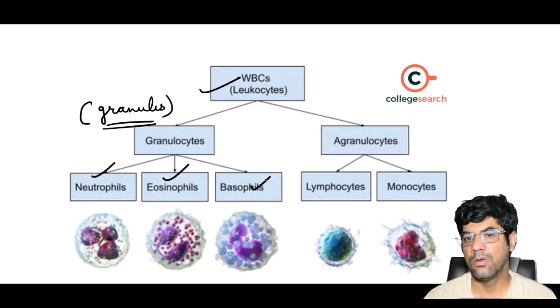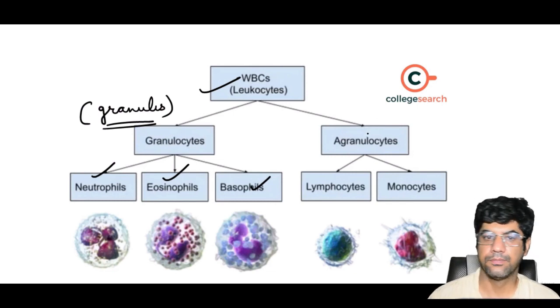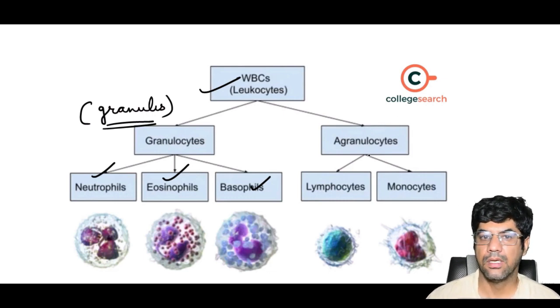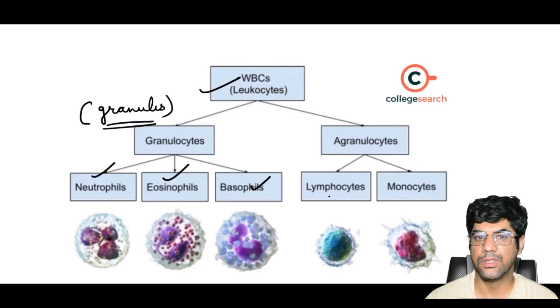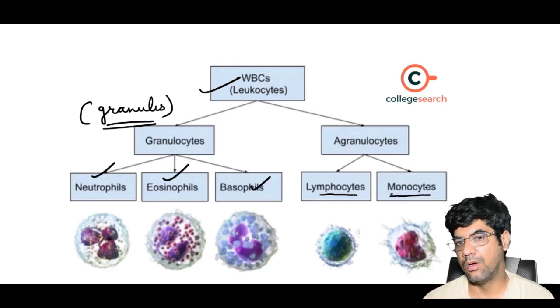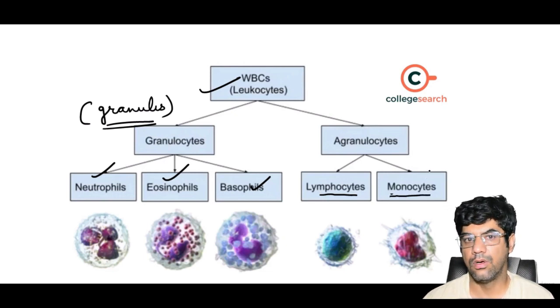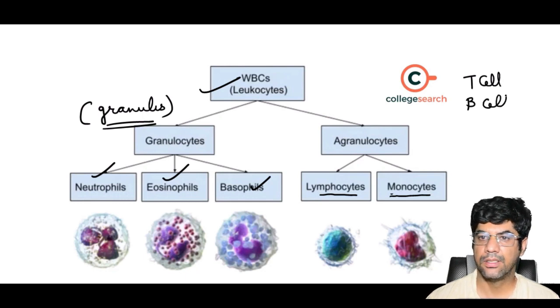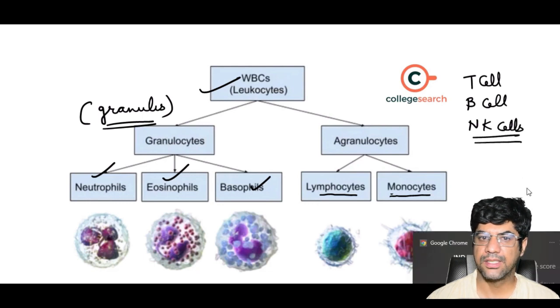The non-granulocytes or agranulocytes are those without granules. They can be monocytes, basophils, etc. Now the lymphocytes, they can be T cells, B cells, natural killer cells, etc.